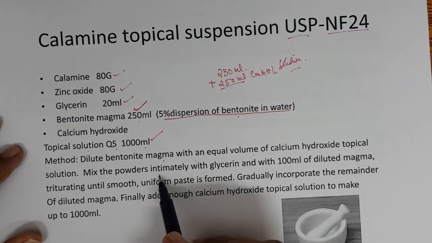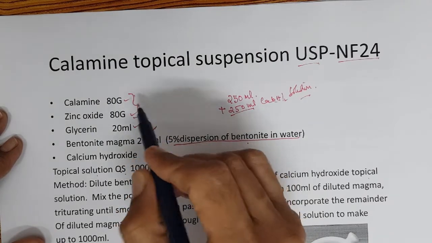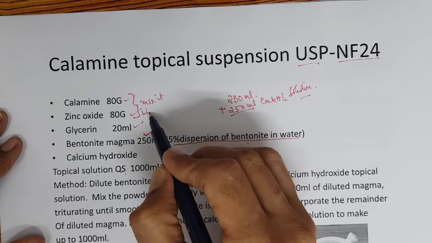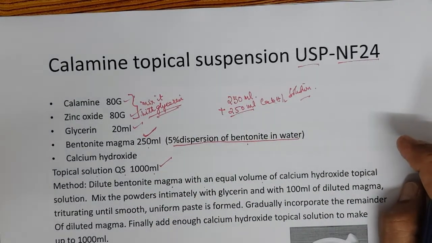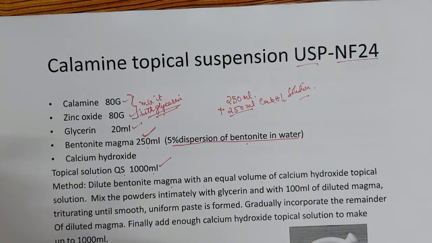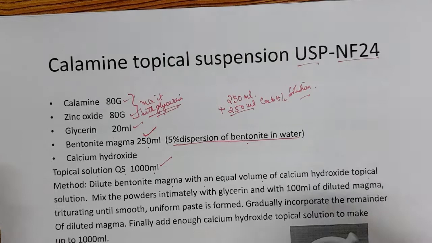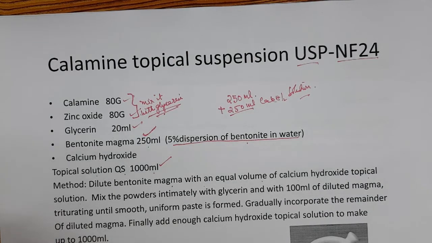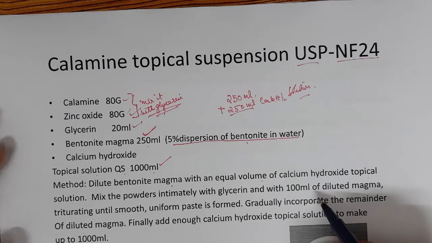Equal volume of, mix the powders intimately with glycerin, okay? So take the powders, calamine and zinc oxide, and mix them with glycerin. This step we discussed in the theories of suspension: when you mix the powders with glycerin, they get a coat of glycerin, and then they are easily dispersible in water, right? Glycerin is soluble in water, so glycerin replaces some of the surface air on these powders, so that when these powders are dispersed in water, they are easily dispersed. So this is one modification that is done in USP, right?